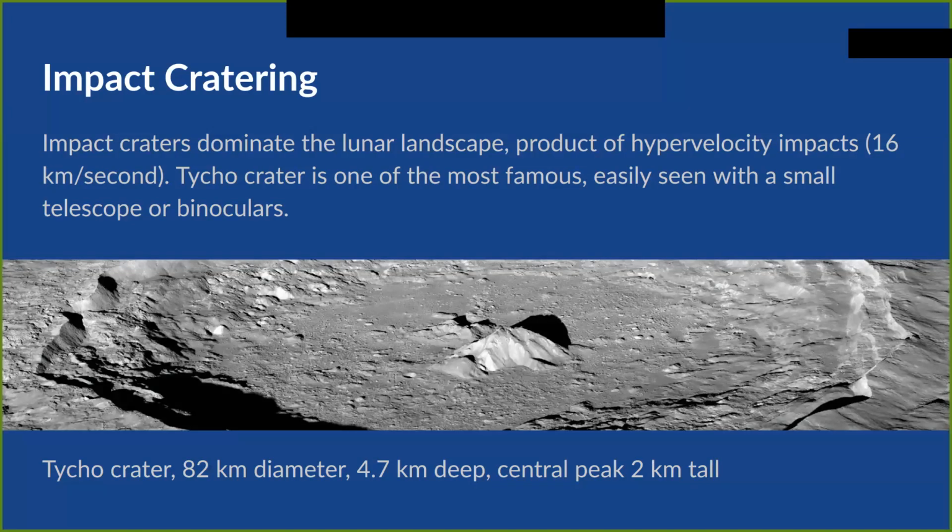There's, of course, a lot of impact cratering. That's what you think of the most when you think of what's on the moon, is a lot of craters. This particular crater is Tycho. If you look up at the full moon in the southern hemisphere of the moon, there's a very small, very bright crater with a lot of rays coming out. That's Tycho crater. It's about 82 kilometers in diameter.